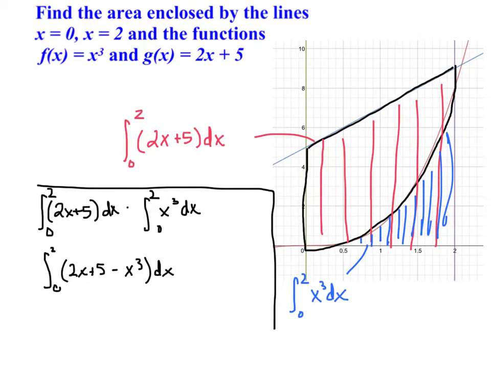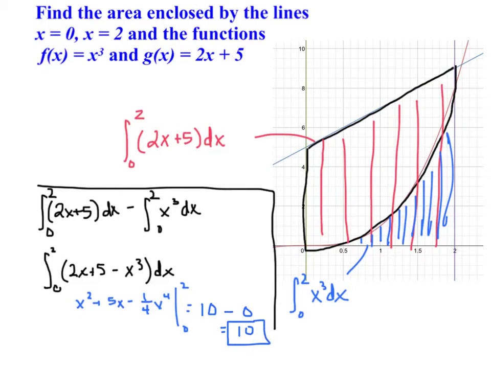The antiderivative would be x squared plus 5x minus 1/4 x to the 4th, evaluated at 2 and 0. If I plug in 2, I'll get 4 plus 10 minus 4. So I'll get 10. If I plug in 0, I'll get 0. So the final answer is 10.